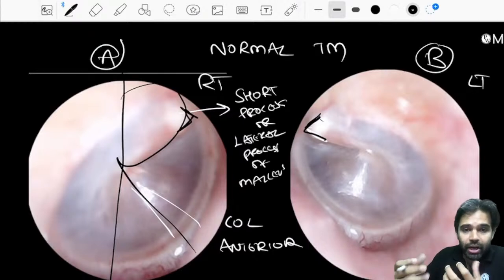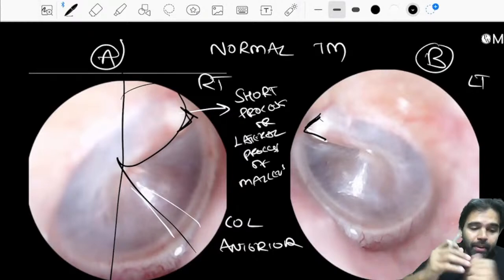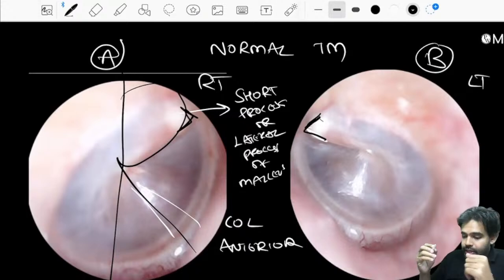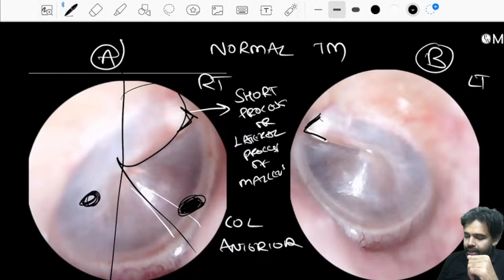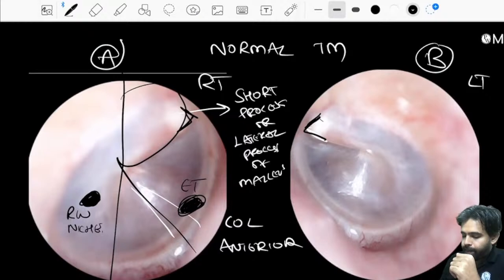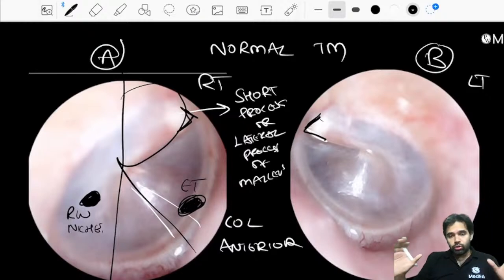Now, if you go a little bit more advanced, especially when there is tympanic membrane perforation, you will see two more structures. Anteriorly, you will see a hole like this. Posterior, you will see a hole like this. These two shadows are very important to also tell what is anterior and posterior, because anteriorly you will see the eustachian tube opening, and posteriorly you will see the round window niche. And these are also two important guiding structures to tell whether right and left.